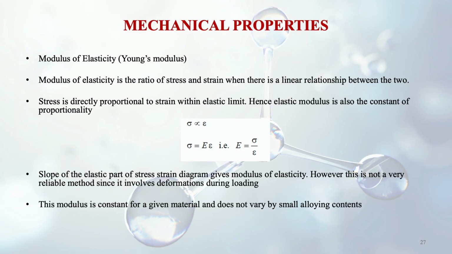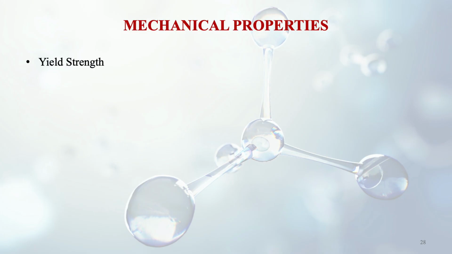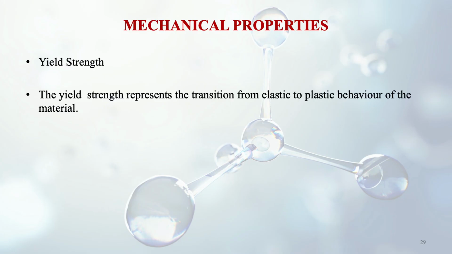Whereas stiffness is related to Young's modulus, but it is also dependent on the geometry of the material. So that's now the second property we are going to discuss. The first we discussed was the modulus of elasticity. The next one is the yield strength. The yield strength represents the transition from elastic to plastic behavior of the material.